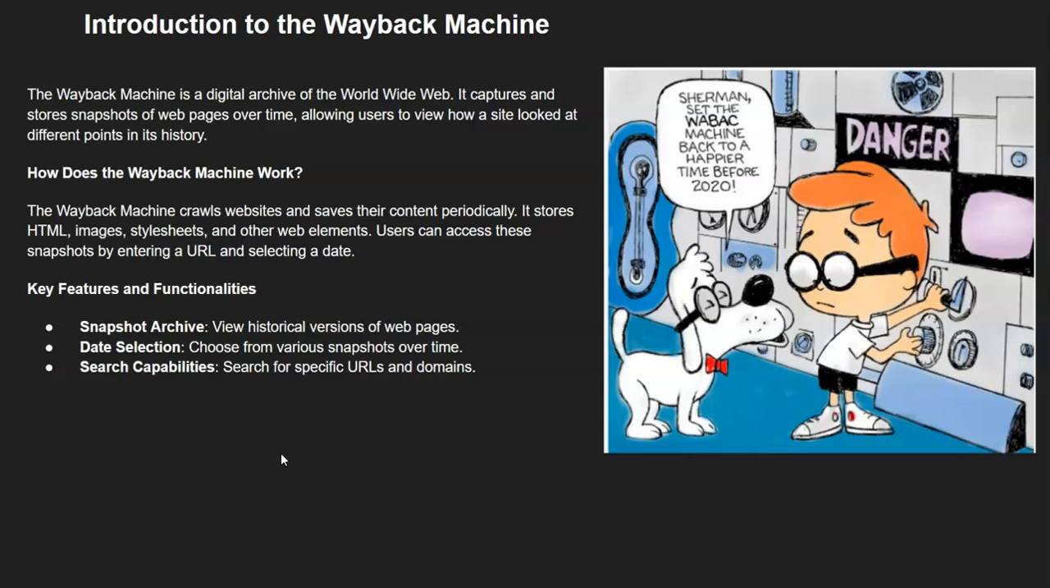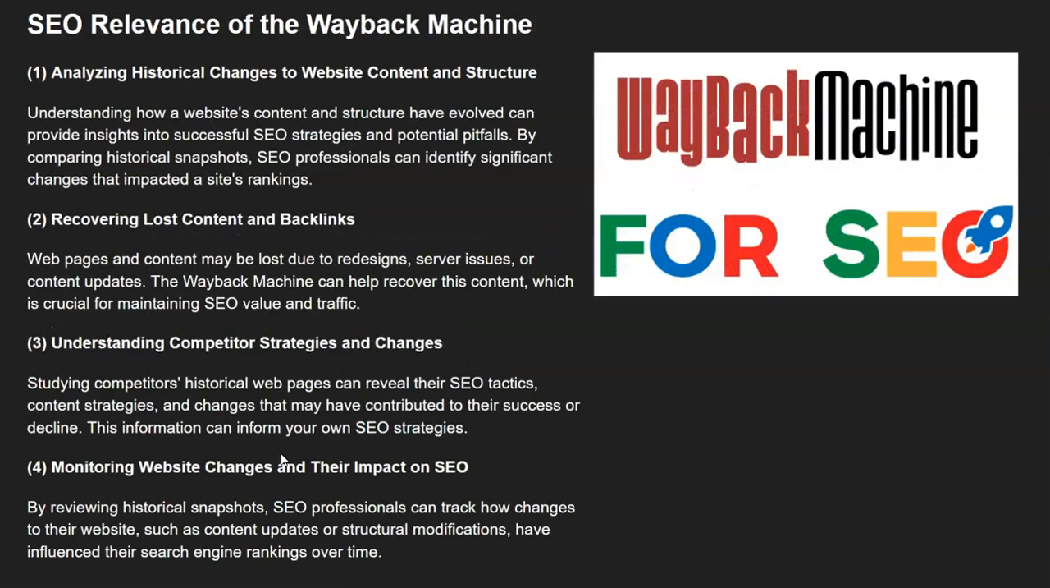Its key functions and capabilities are that it gives you a snapshot archive, that is a database of the way a website looked historically. It gives you date selection so that you could see how a website looked on specific dates in the past, and it also has search capability so that you could search across URLs and domains.